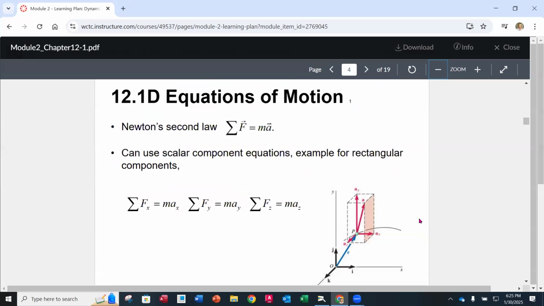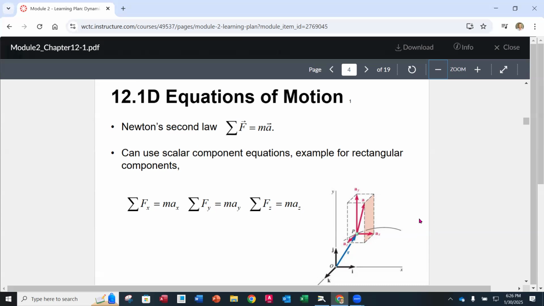Now, equations of motion. As we know, Newton's second law says the summation of the forces is going to be equal to mass times acceleration. So the left-hand side here is kind of like our statics problem, referring to things like the external forces that are going on. On the right-hand side, we have our kinetics, and that is going to be like the inertia that occurs.